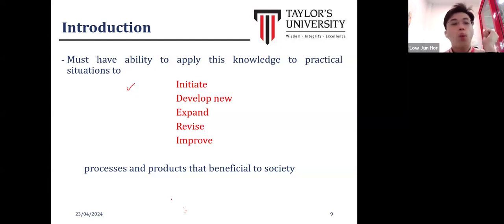Once the design idea is initiated, how are you going to develop a new chemical plant? How are you going to select the most suitable synthesis process?